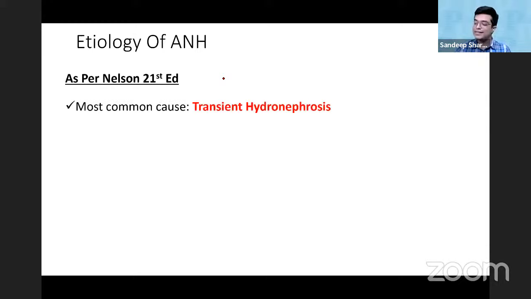Now, moving further, what is the etiology of ANH? I had also made a small rapid revision reel on this, which came on Instagram some days back, because this is a NEET super speciality MCQ. So etiology of antenatal hydronephrosis, as per Nelson, the most common cause is transient hydronephrosis. Nelson gives a range between 41 to 88% of patients having transient hydronephrosis, right?